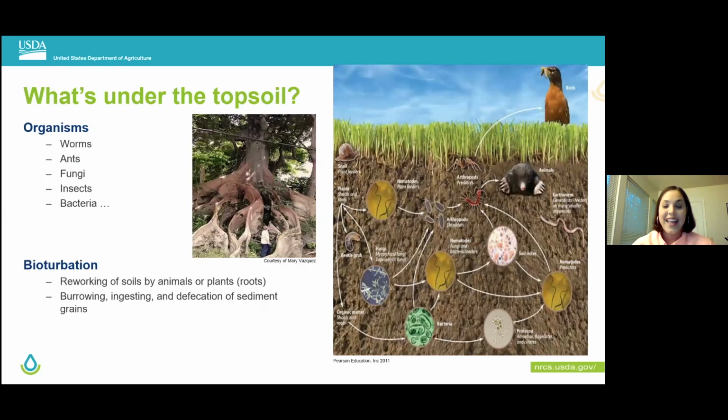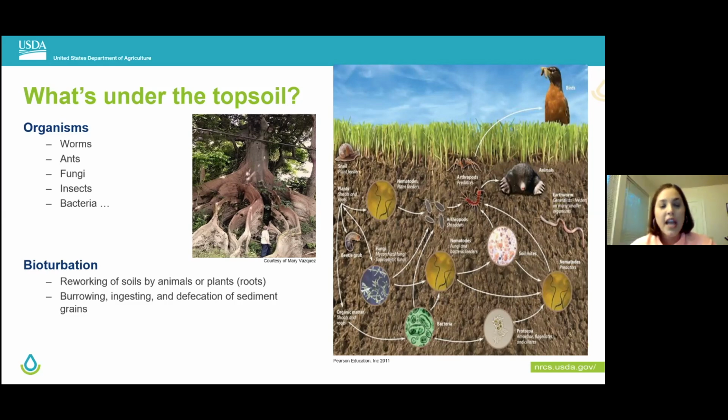All right. So we already discussed that we do have a lot of organisms in there, and they interact with mammals and birds and all kinds of animals in there. It is a big ecosystem. But as part of that ecosystem, the soil is being disturbed. There is something that we call bioturbation, and that is basically the reworking of soils by animals or plants, especially by roots. And it's when they're burrowing or when they're ingesting and defecating the sediment grains, like the earthworms do.